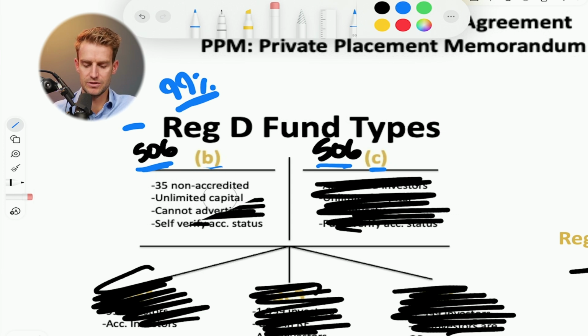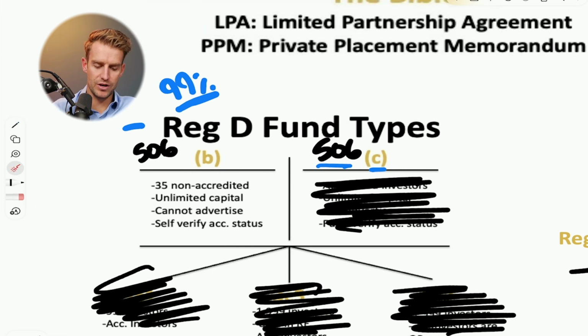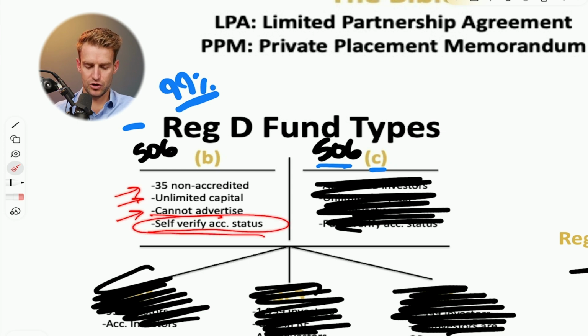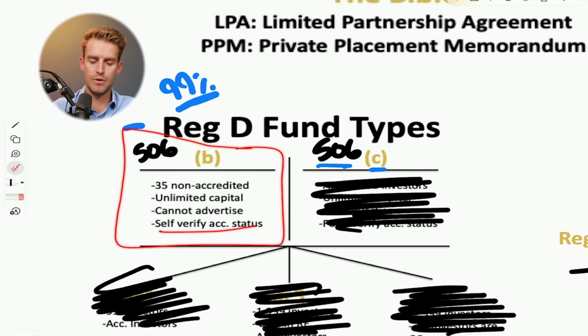So let me undo this. So Reg D 506B, okay? In a Reg D 506B, you can have 35 non-accrediteds. You can raise unlimited amounts of capital. You cannot advertise, and investors self-verify if they're accredited or not. Okay, that is in a Reg D 506B. This is the most common.